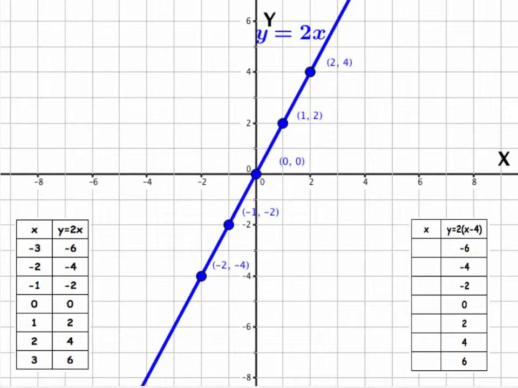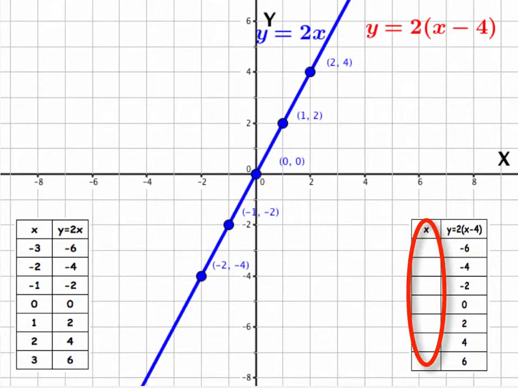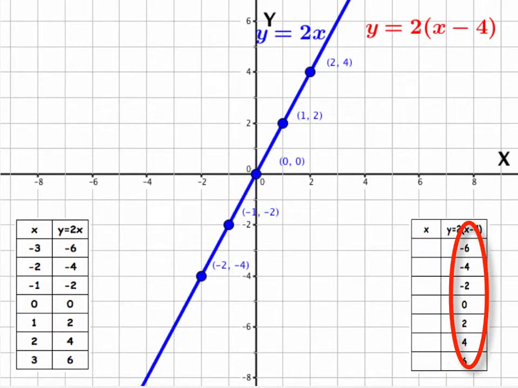Now what I'd like you to do is, if you would, pause the video and please graph on your own the new equation y equals 2 times the quantity x minus 4. And if you'd please fill out the new table of values. Now let me urge you, please graph this new equation not by putting it into slope-intercept form, but please use a variety of x values and substitute them into the equation to find your corresponding y value and find new ordered pairs.